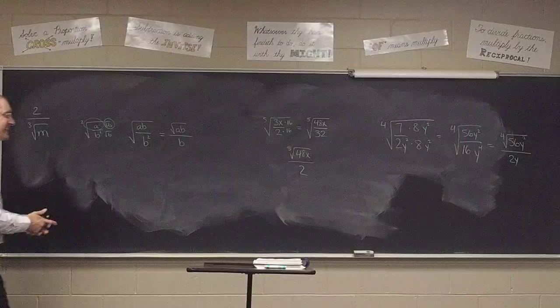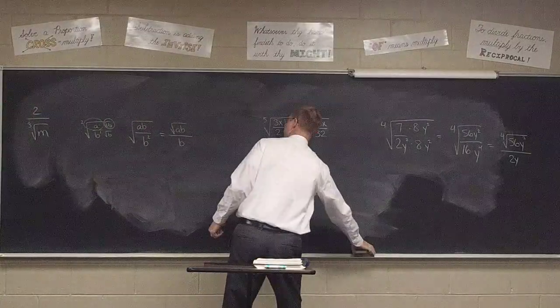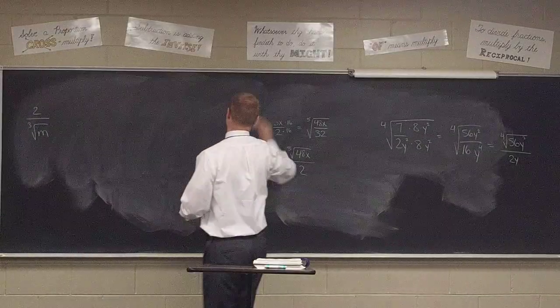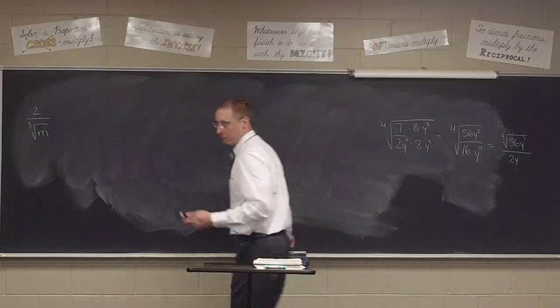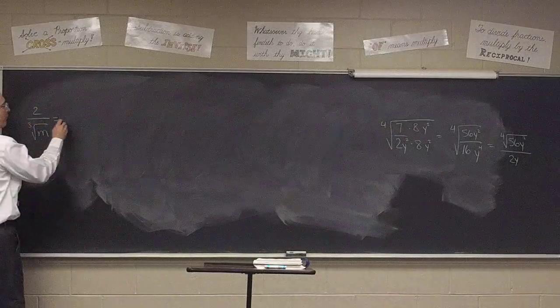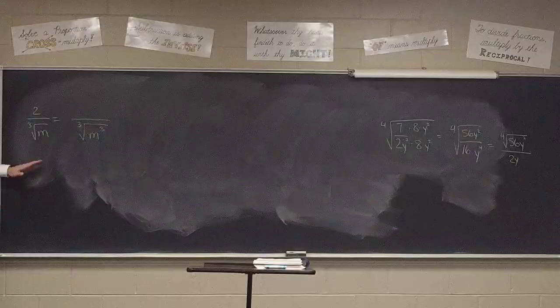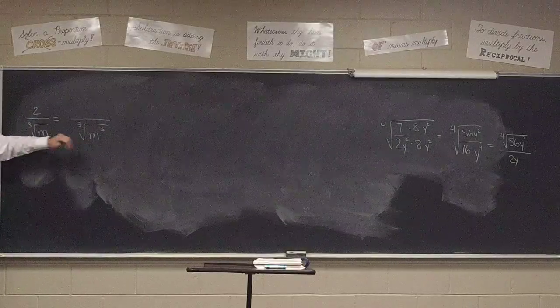Same approach, class. I can't take the cube root of m, but I can take the cube root of m cubed, or m to the 6th, or m to the 9th, or m to the 12th, and so forth. But why would I make my life harder than it has to be? So I want to turn this into the cube root of m cubed. How do I go from a cube root of m to a cube root of m cubed, class?